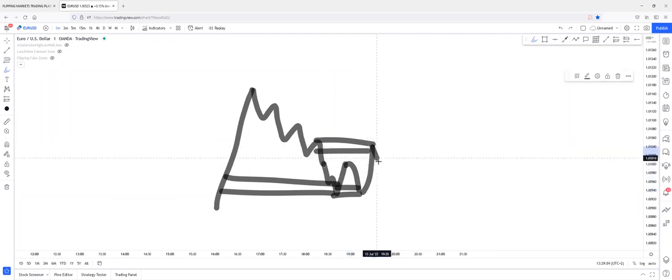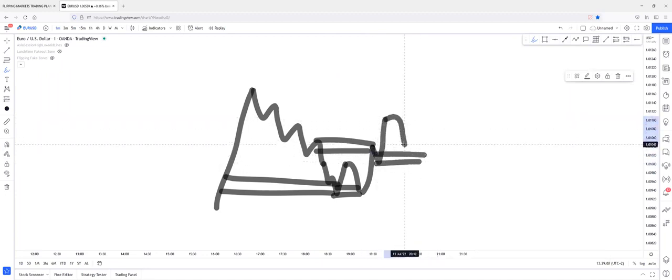But if price breaks above this supply zone and creates a demand zone and confirms this demand zone, this will be a continuation trade, but this won't be a counter trend trade. Why?